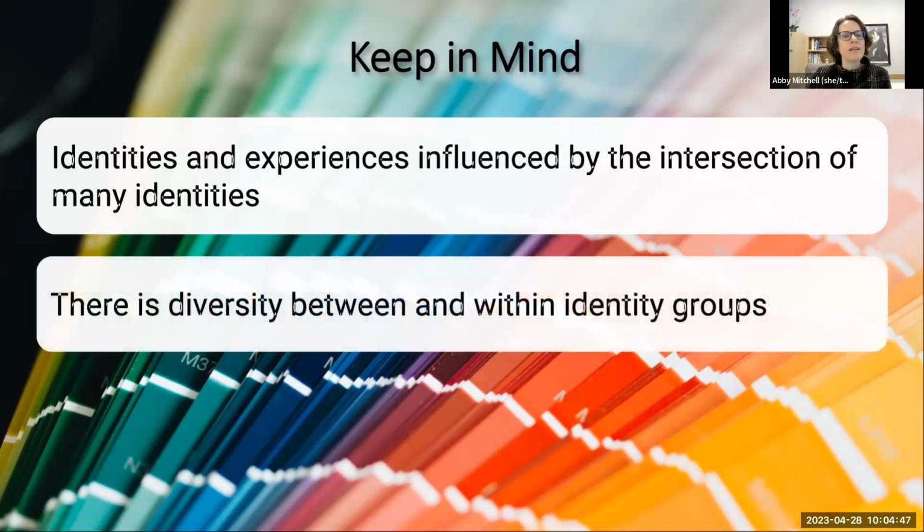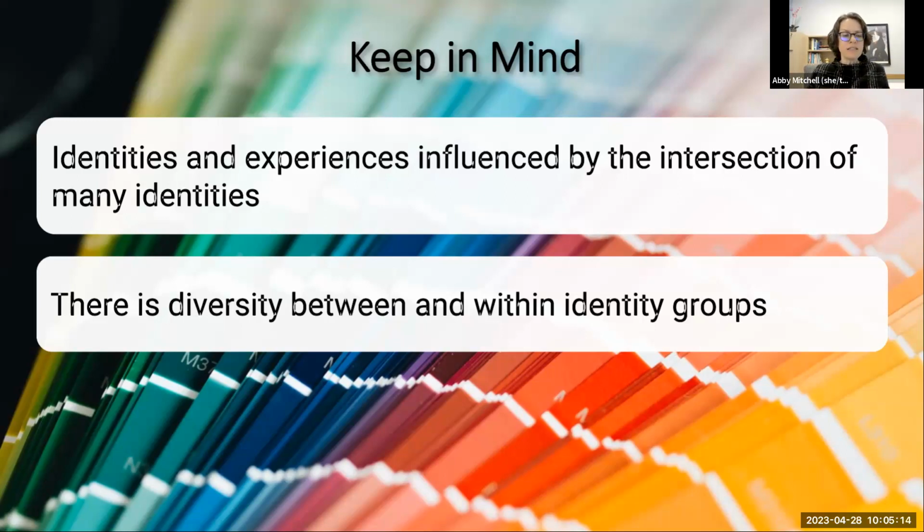Also, I think when we're talking about groups, it can be really easy to think that everybody in that group is the same. That is very much not the case. There's a huge amount of diversity between groups. So, for example, there can be a lot of variability between the experiences of gay men and lesbians.